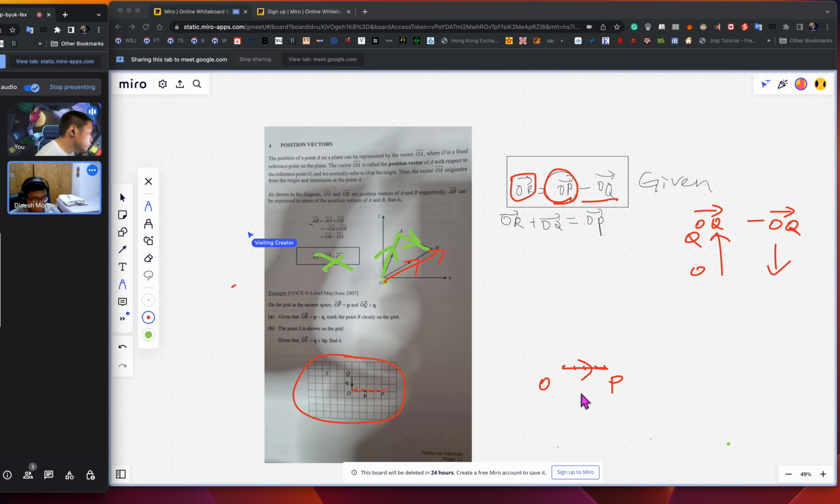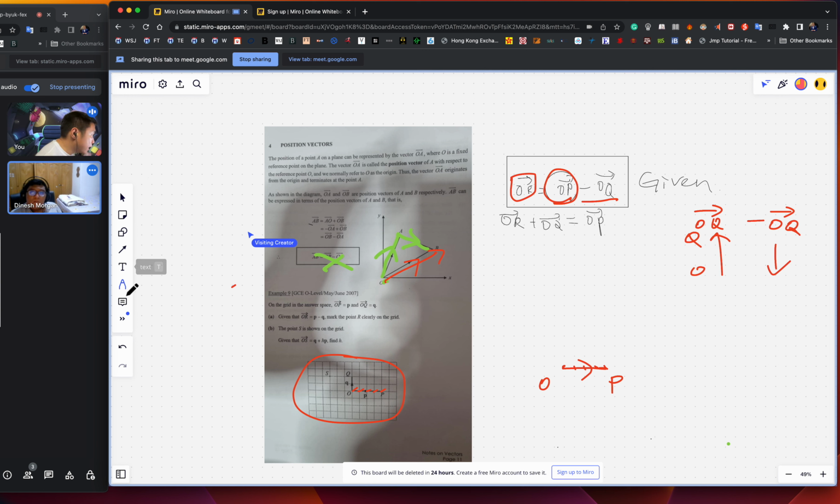Can you hear? Okay, good. So this is your OP, right? Can you see the OP here? Okay, good. So next what you have is this. You have your O minus OQ. But before you have the minus OQ, you have the OQ first. So where is the OQ? OQ is this one. How many units? 2 units. Okay, it's 2 units up, right?